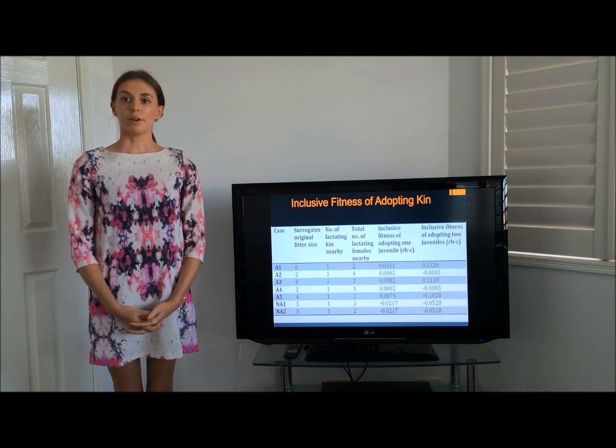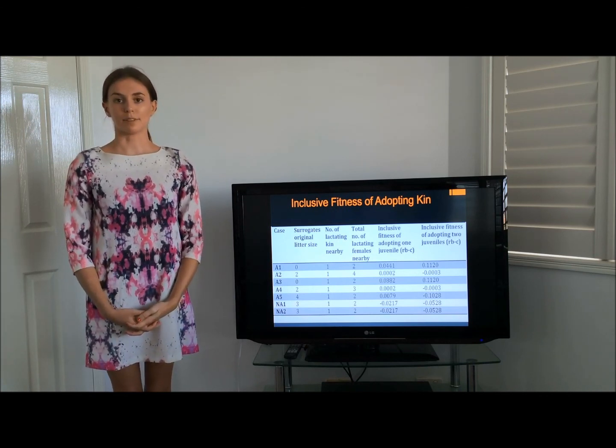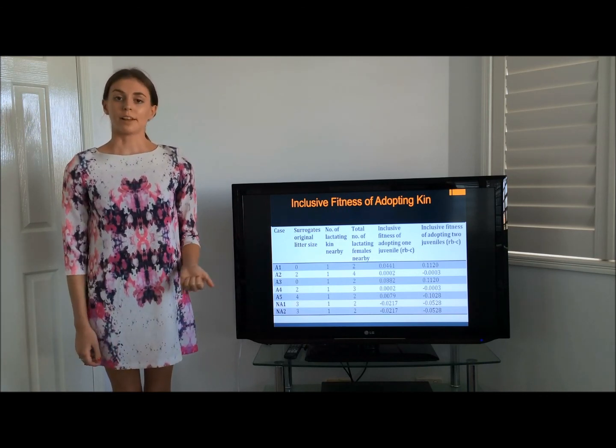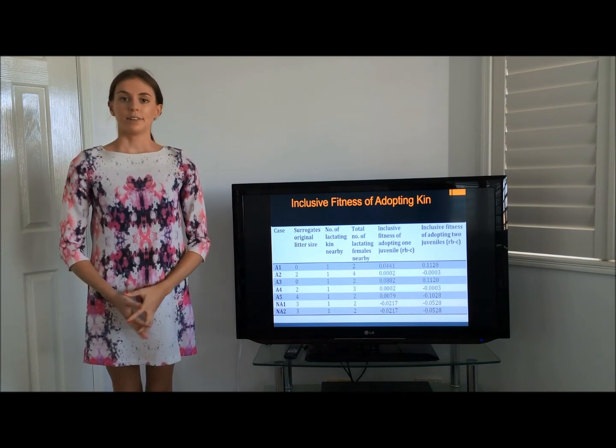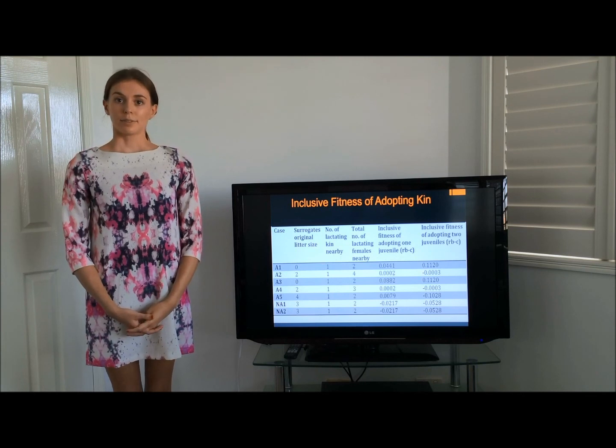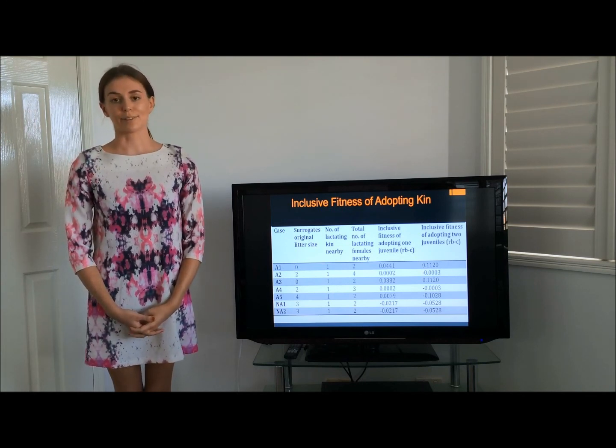In conclusion, although females had the opportunity to break Hamilton's rule by either adopting an unrelated juvenile or adopting more than 1 related juvenile, they never did. It can be seen by these results that the study clearly supported Hamilton's rule.